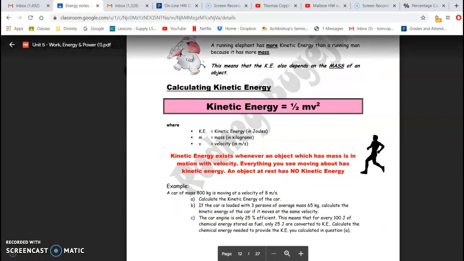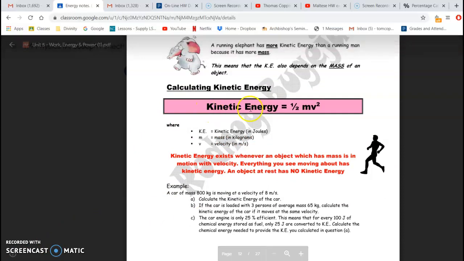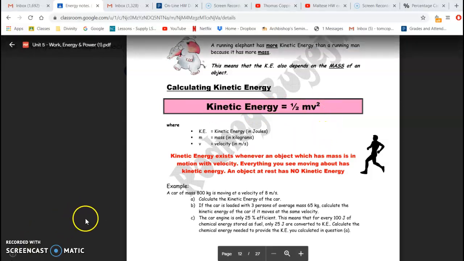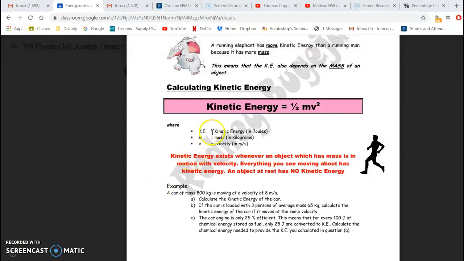Now, to calculate kinetic energy, the formula is half times mass times velocity squared. Kinetic energy is in joules, mass is in kilograms, and velocity is in meters per second. So kinetic energy exists whenever an object which has a mass is in motion with velocity. Whenever something with a mass is moving, it has kinetic energy. Everything you see moving about has kinetic energy. An object at rest has no kinetic energy.